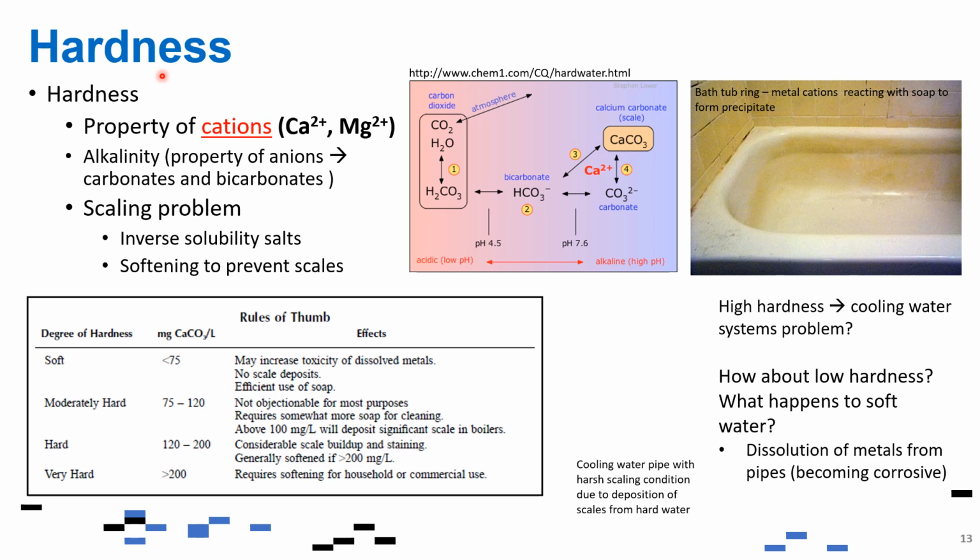Water hardness as a parameter is a property of the cation concentration in the water. The cations are mainly in the form of calcium and magnesium ions, so calcium 2+ and magnesium 2+. Alkalinity, on the other hand, which is related to hardness, is basically the property of anions, carbonates and bicarbonates. So this is different from hardness. Hardness is the cations; alkalinity is the anions.